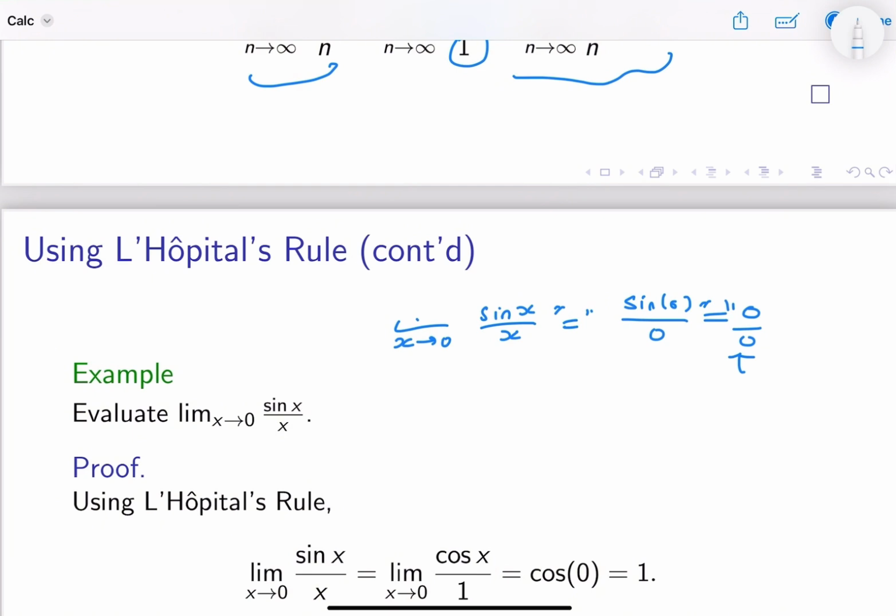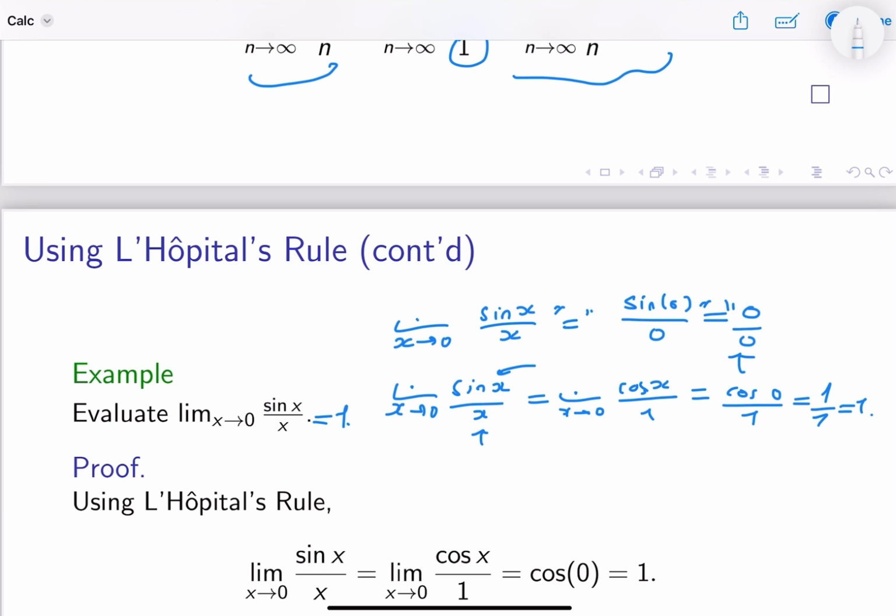So you apply L'Hopital's rule because you have the form 0 over 0, and you take the derivative up and down. So this is sine of x over x, which is equal to what? The limit as x goes to 0: the derivative below is 1, and the derivative of sine is cosine. Now you plug in 0 again, and you get cosine of 0 over 1. What's cosine of 0? It's 1. So it's 1 over 1, which is 1. So we just computed that the limit as x goes to 0 of sine x over x is 1.